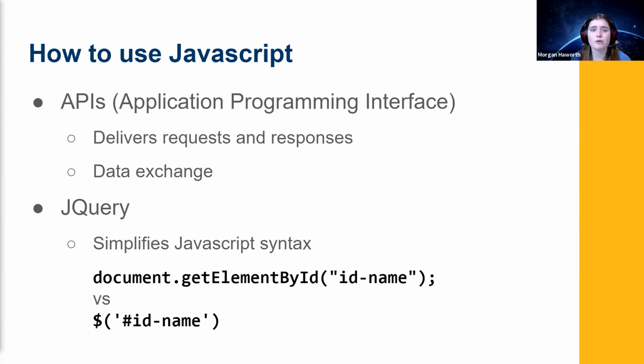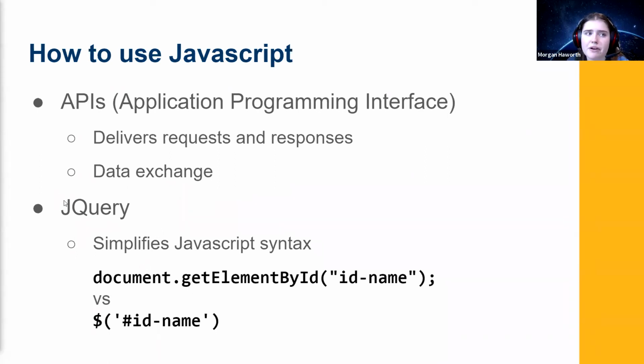And you can also create your own APIs. So if you have a database with a list of books that you have, you can have an API called get books, and it can return all the books that you have in that database.